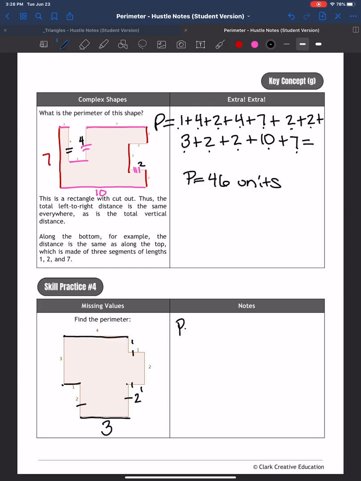Again, you're just going to add. Perimeter equals 4 plus 1 plus 1 plus 2 plus 1 plus 2 plus 3 plus 2 plus 1 plus 3. That's all my sides, so we have 4, 5, 6, 7, 8, 9, 11, 14, 16, 17, 20. My perimeter equals 20.